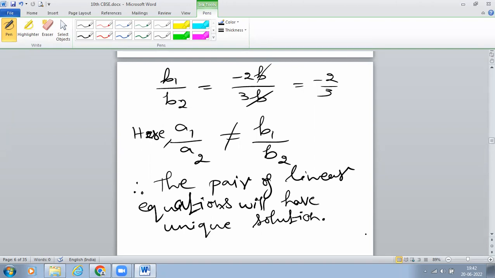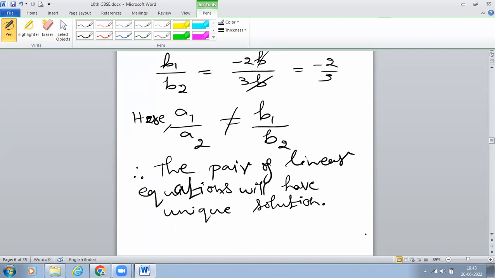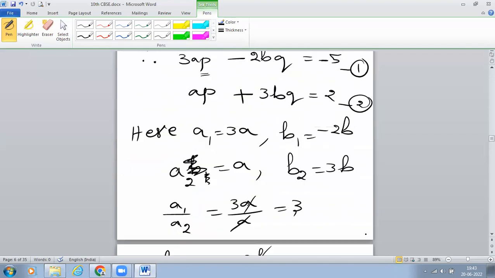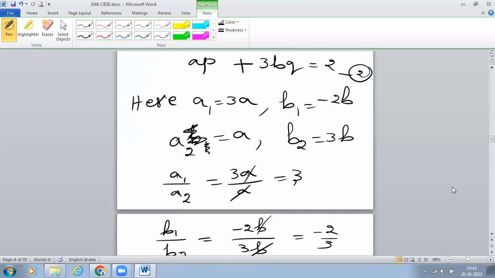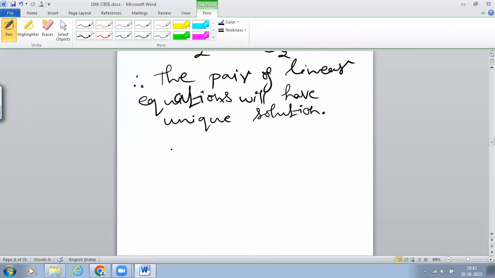Before starting the cross multiplication method, we first have to write the given equations in standard form, which means ax plus by plus c is equal to 0. But in equations 1 and 2, the constant term is on the right side, so we have to take it to the left-hand side. Equation 1 is 3A into P minus 2B into Q equals minus 5. When minus 5 is taken to the left-hand side, it becomes plus 5 equals 0.